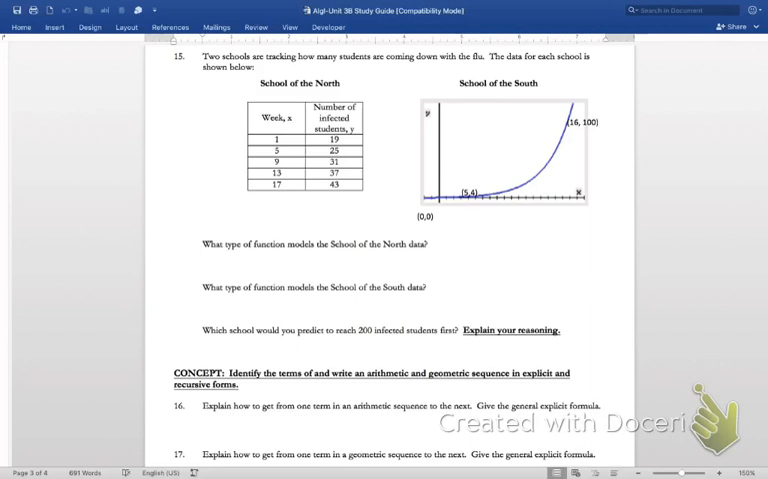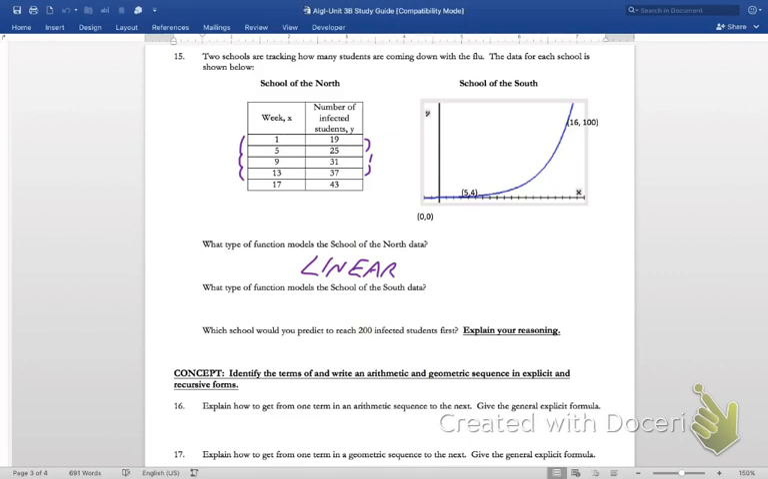Next page, 2 schools are tracking how many students are coming down with the flu. The data for each school is shown below: School the North, School the South. The School the North data appears to be linear because as the x's go up by 4s, the y's are going up by 6s. So that is definitely a similar rate of change every time.